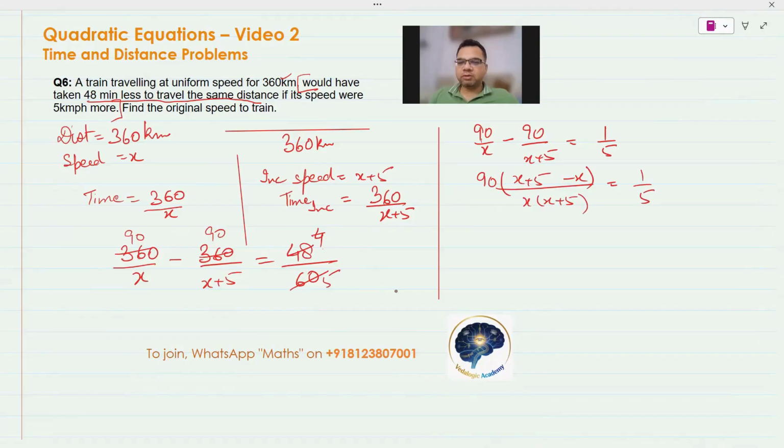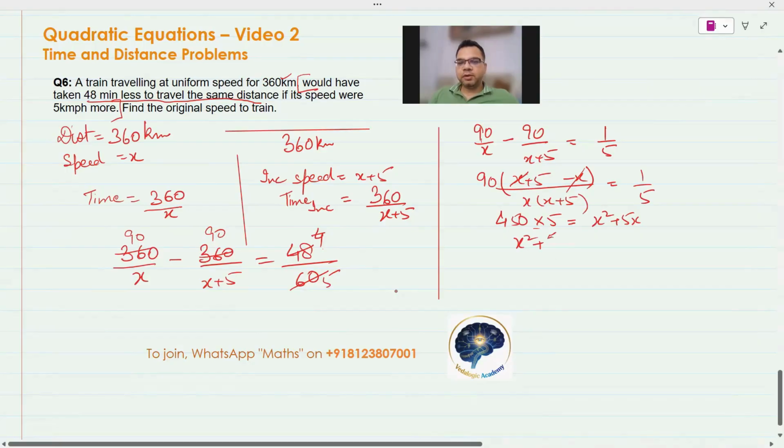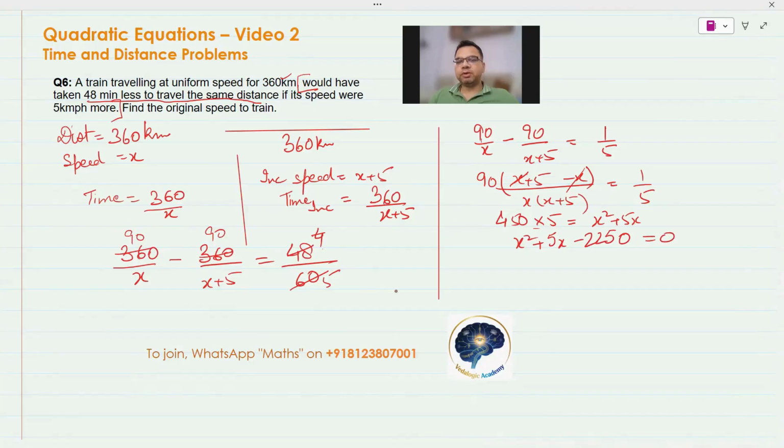Now I'm going to cross multiply. 90 into 5 becomes 450, right? x and minus x get cancelled, and I have one more 5 here. On the right hand side, we have x square plus 5x. So I'm going to bring this 450 into 5 on the right hand side. So it becomes x square plus 5x minus 450 into 5, which is 2250, equals 0.